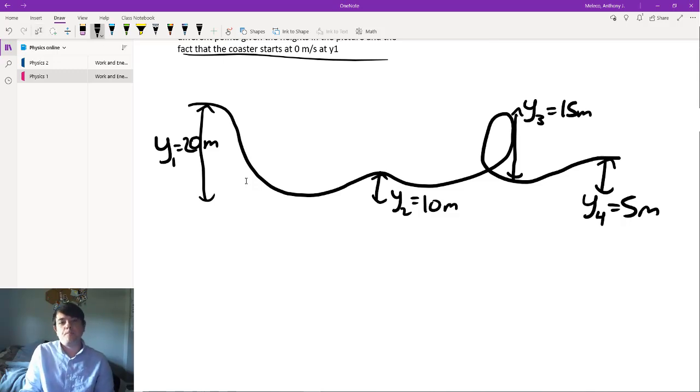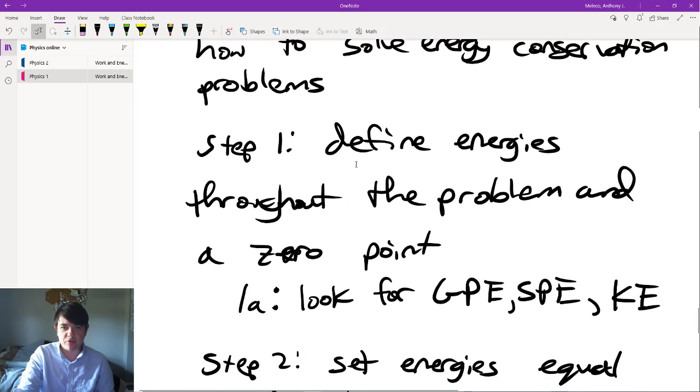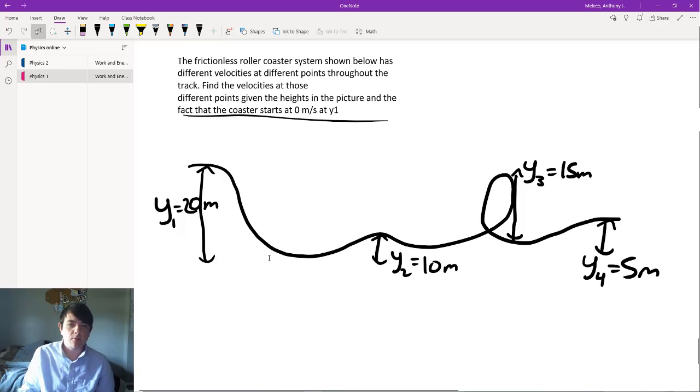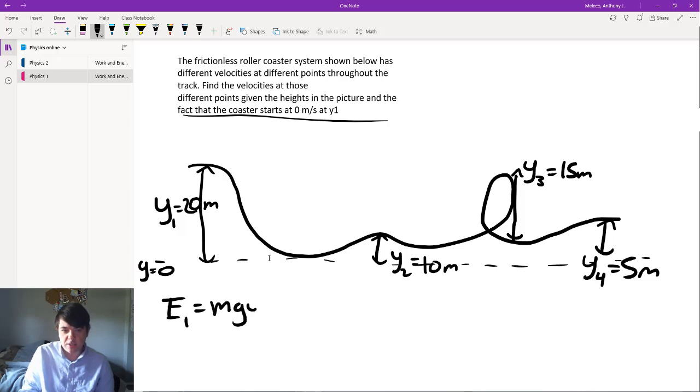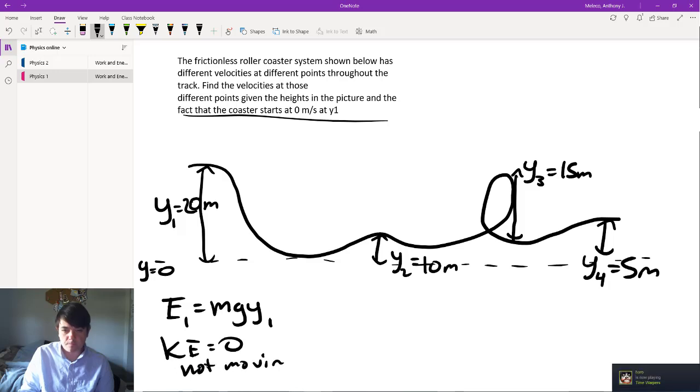Not for this problem. So how we do this is we start off, look at our list, and define energies throughout the problem and a 0 point. My 0 point is going to be where these are already relative to, so I'm going to say right here is 0. Relative to this point at y1, E1 has mgy1, and it's not moving.